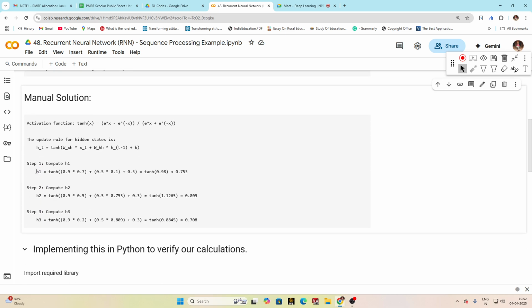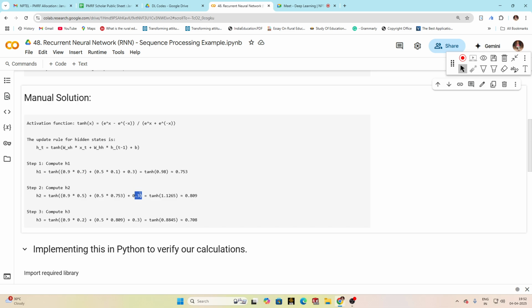So you can calculate this h1, that is coming approximately 0.753. Similarly, you can calculate h2. H2 will be this Wxh into x2 plus this Whh into h1. Okay, h1 is coming 0.753, so 0.5 into 0.753 plus this 0.3.